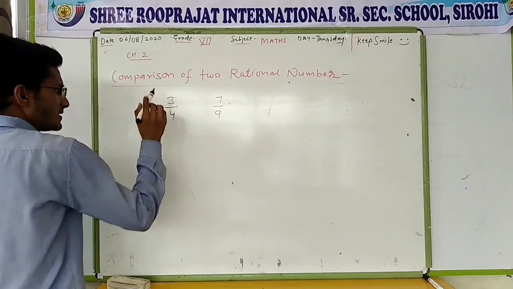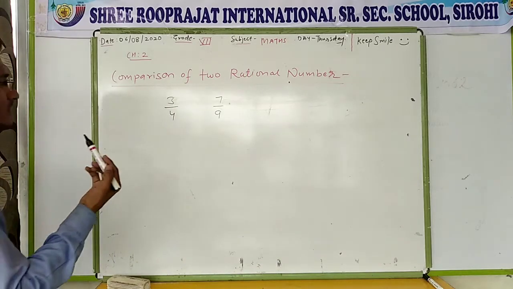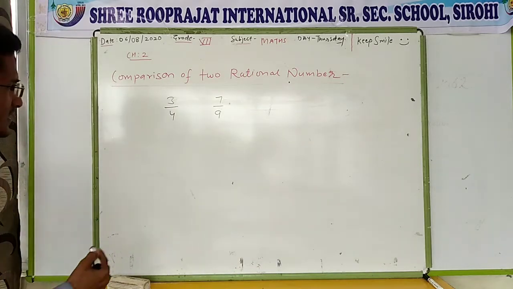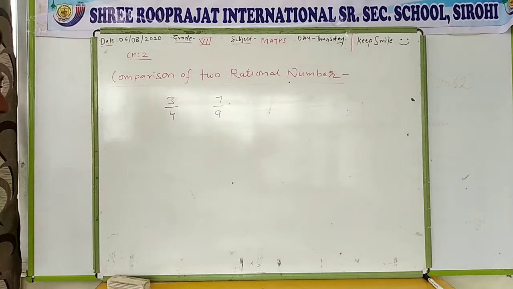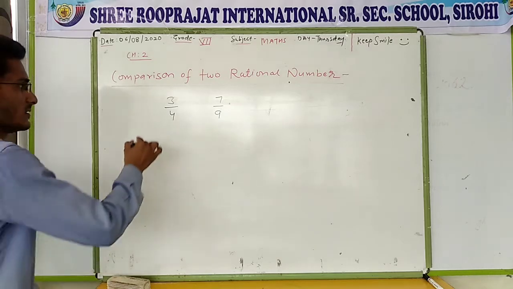Suppose it is 3 by 4. Otherwise you can find the answer without division. How? I will show you later. Yes. So either 3 by 4 or 7 by 9. This one is greater. So we have to make the denominator equal.